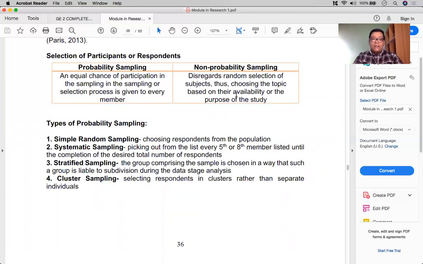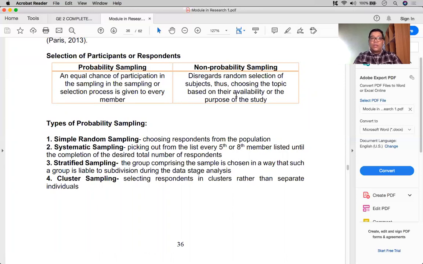We also have stratified sampling. The group comprising the sample is chosen in a way that such a group is liable to subdivision during the data stage analysis. So here in stratified sampling, you group individuals. For example, according to sections, according to grade level, according to age bracket. So that's stratified sampling. We also have cluster sampling, selecting respondents in clusters rather than separate individuals.